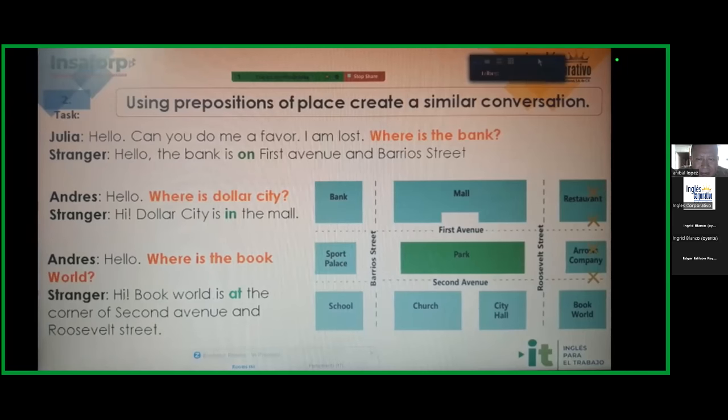Bien, ahora veamos ahí. ¿Cuándo utilizamos at? ¿Cuándo ustedes van a dar el número del building más el nombre de la calle o el nombre de la avenida? Entonces ahí, como no están mencionando un número, solamente sería on. On the second avenue. O on más la calle. Okay. Vamos a ver, repeat it again, please.